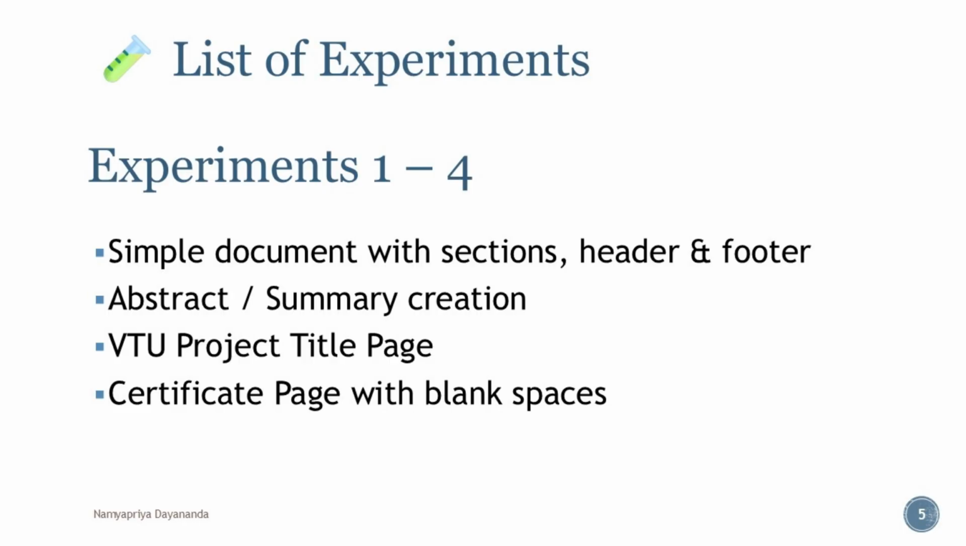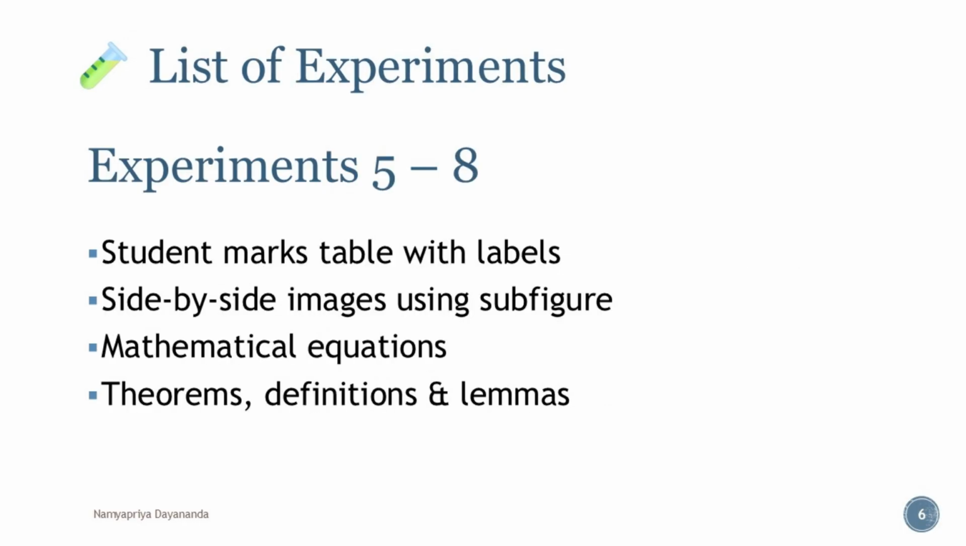Then the last experiment in this section is for creating a certificate page of VTU where you can add your guide's name, student details, give space for the signatures. All these things should be there in the certificate page. Then I'll explain about fifth experiment where you'll learn how to create tables through LaTeX. You can add student marks, proper labeling for the table, then row and column formatting, adding different styles for that.